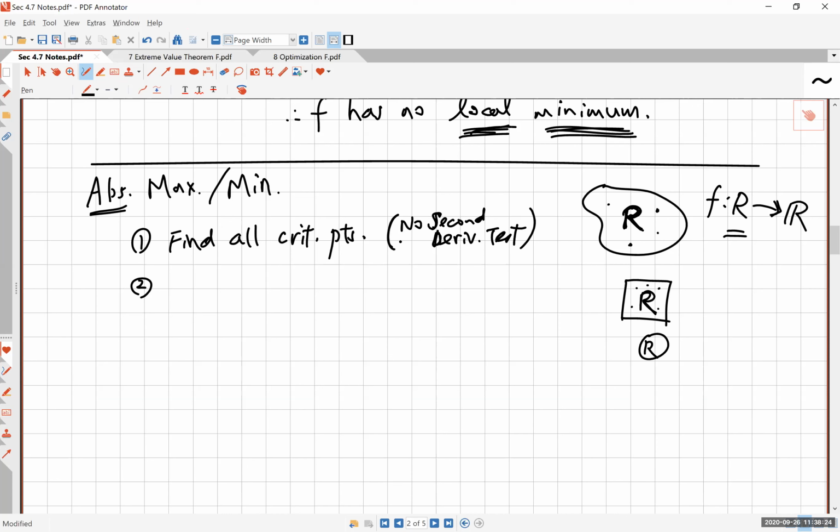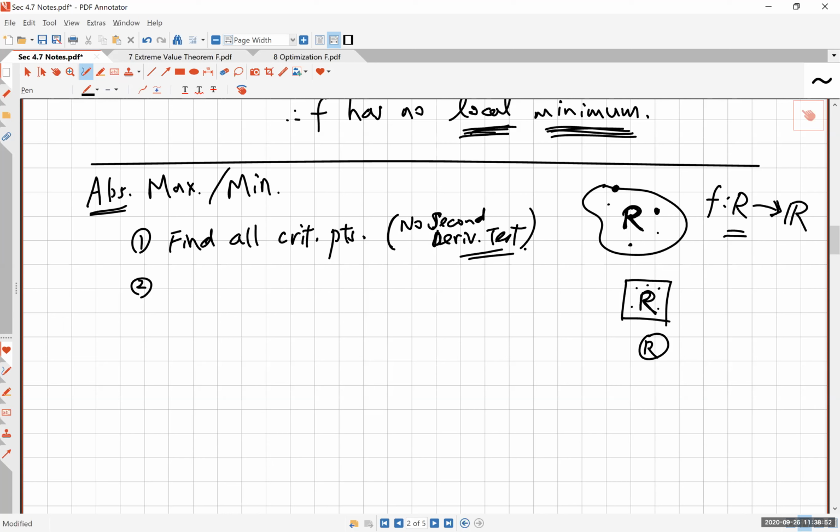Even if you found, let's say, that this is a local maximum, that may not be useful because there may be a point over here where f is larger. And so the local argument doesn't do any good. If you try to apply the second derivative test for absolute maxima and minima, you're basically wasting your time because you don't really need to know if a point is a maximum or minimum locally.